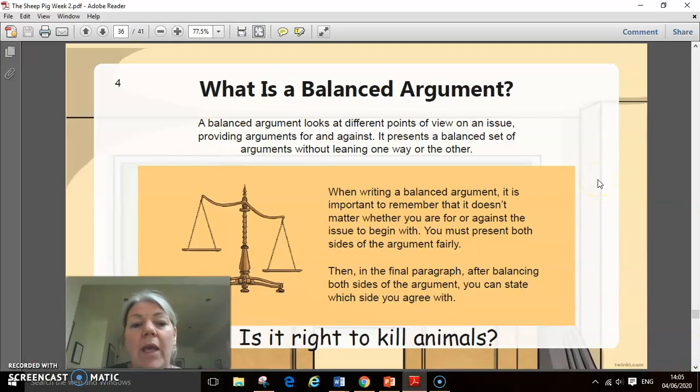We have this week written a balanced argument, a discussion text, where you've looked at 2 different points of view on the issue: is it right to kill animals? You've written an introduction and you've provided arguments for with supporting evidence and against with supporting evidence. You have been fair and not biased to one side or the other. And now we're going to have to bring everything together to write our final paragraph, which is the conclusion.